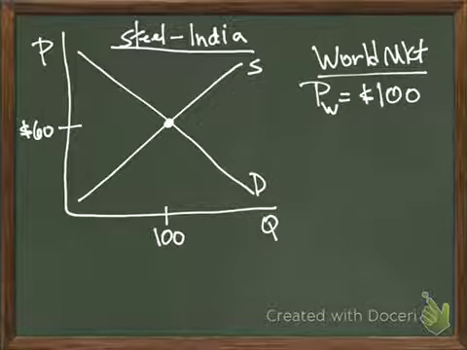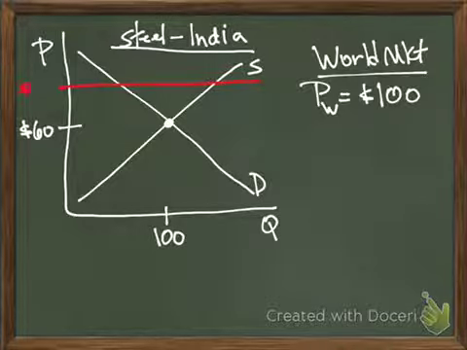Well, what it's going to do is it's going to raise the price of steel in this domestic market in India to $100. Because steel firms that operate in India are able to sell their steel in the world market for $100 a ton, it means that consumers in India are also going to have to pay $100 per ton.